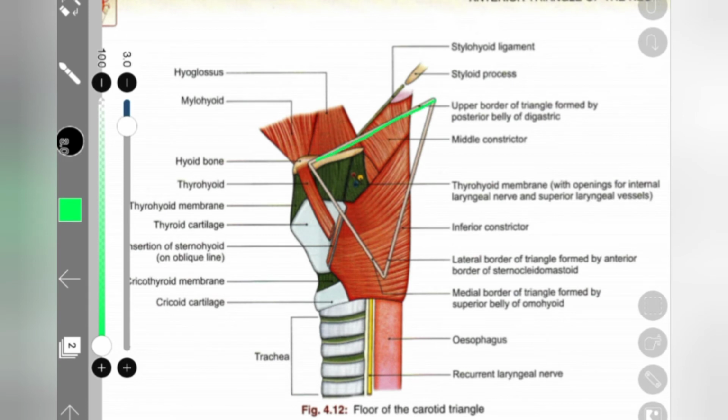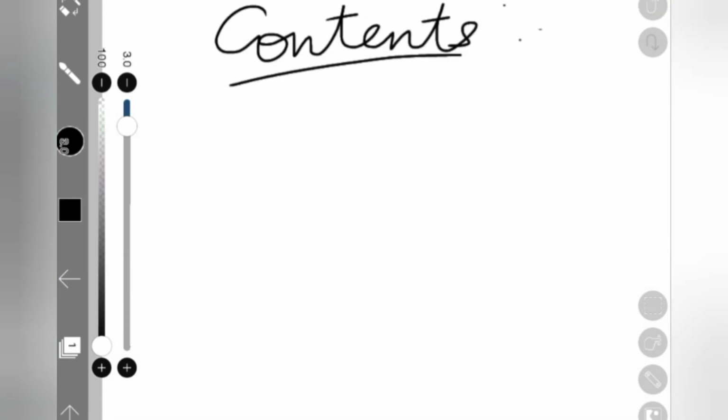See, this is the carotid triangle. Its floor is formed by, this is the middle constrictor, this is the inferior constrictor, and this green thing is your thyrohyoid membrane. So this is the floor of the carotid triangle. We'll now see about the contents of the triangle, okay?